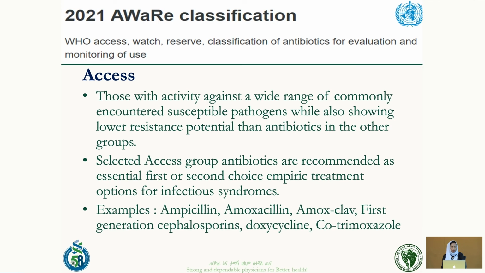So what is that? In 2021, they did an AWaRe classification: Access, Watch, and Reserve antibiotic groups. In the Access group, this group of antibiotics has a wide range of coverage but lesser resistance potential. These are ampicillin, amoxicillin, clavulanic acid, first generation cephalosporins, doxycycline, and cotrimoxazole.